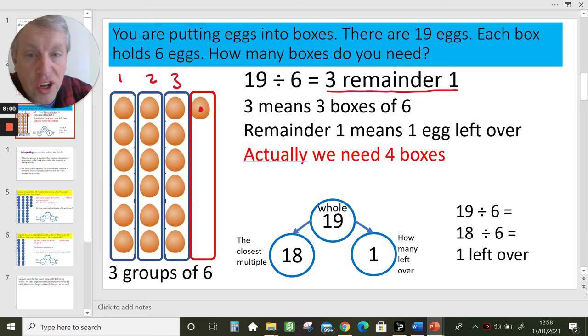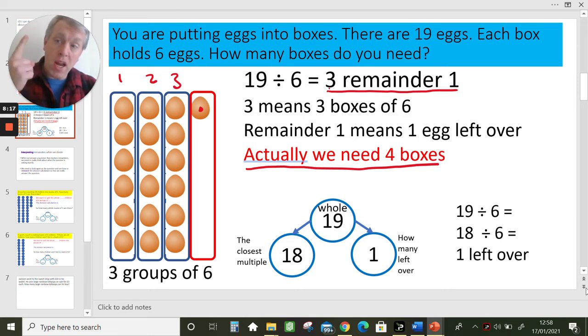That last egg still needs to go in a box, or it's going to get broken. So actually here, we need to think 1 egg left over, remainder 1, we still need to put that egg in a box. So we really need to think it's not 3 boxes. The remainder 1 means, well, there's 1 egg that needs to be put in a box, so actually it's 4 boxes.